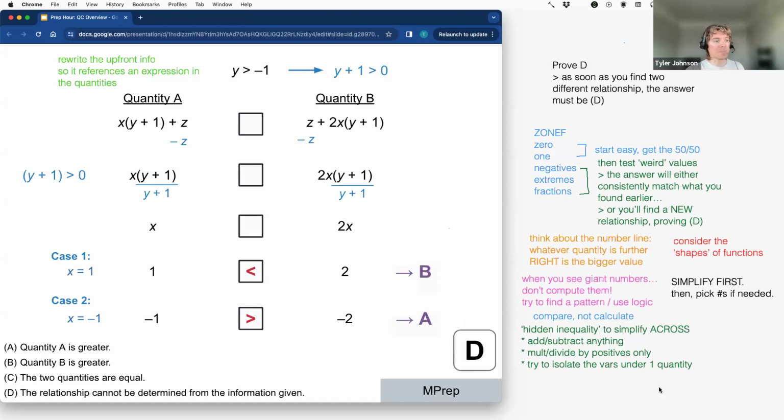Here's one other problem where I think using that hidden inequality to simplify across is the best move to make. Try it out.